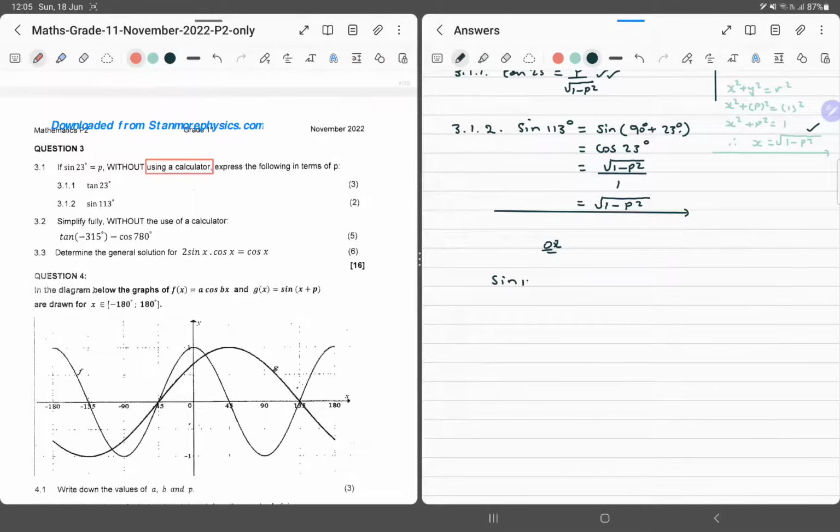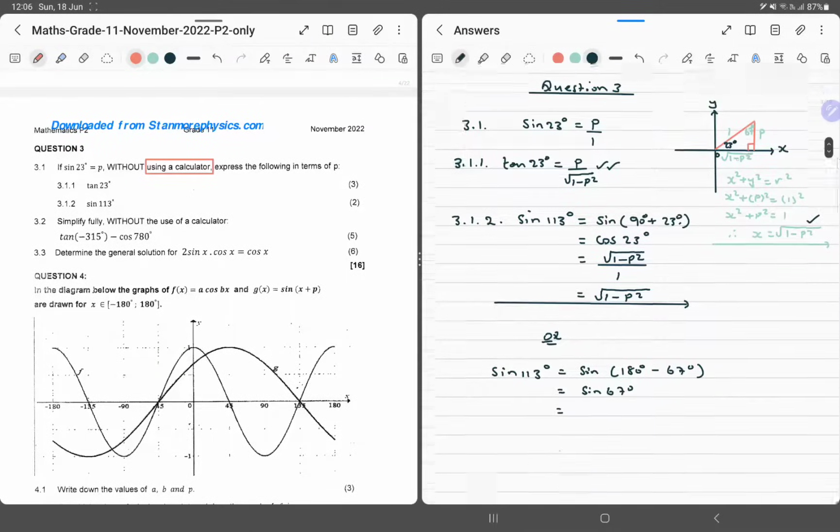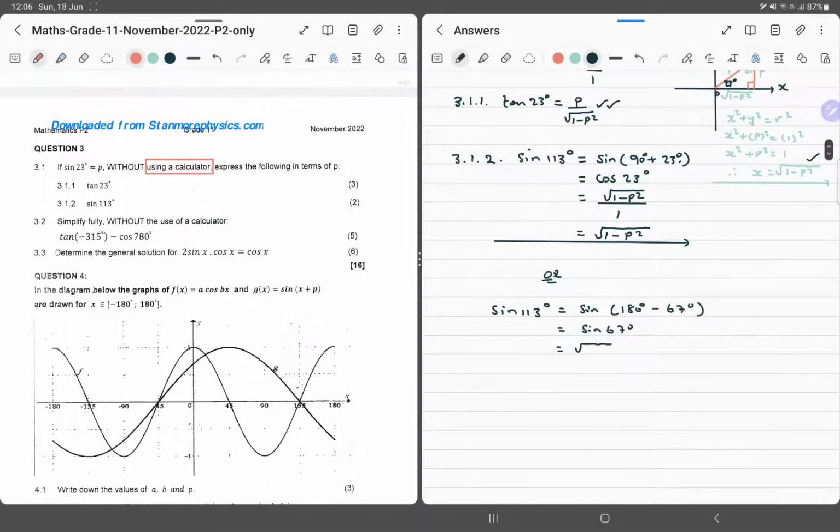You could have said sine 113 degrees is basically equal to sine of 180 degrees minus 67 degrees. Okay, now sine, when you reduce here, is going to be sine of 67 degrees, right? Now in that diagram, the opposite side is the square root of 1 minus p squared over 1. So it's still the same thing. Do you see? You're not losing anything by an approach. As long as it gives you the answer, it is cool.